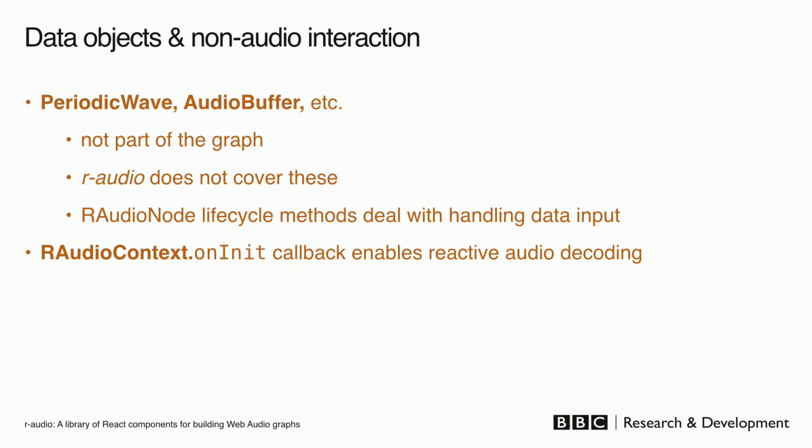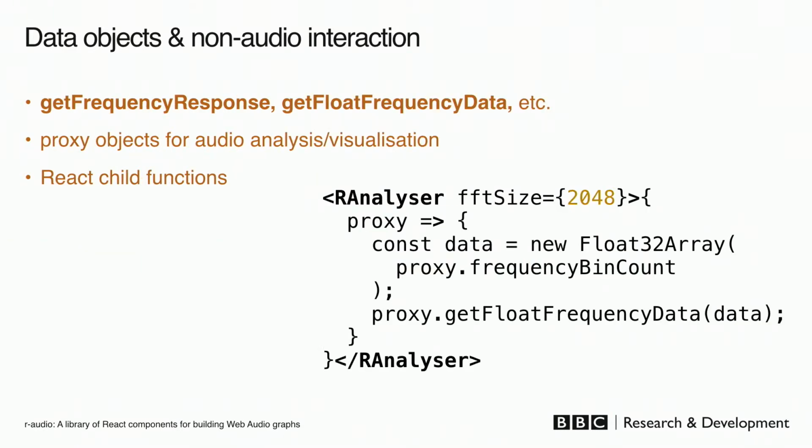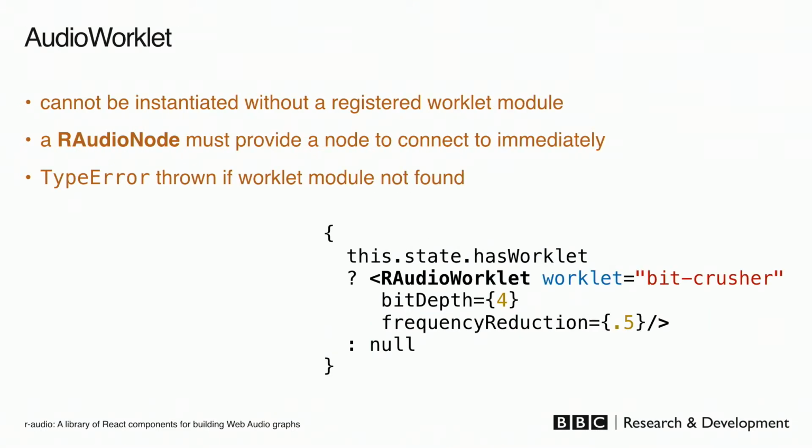So what we do is we have a callback for the audio context component that gives you the internal audio context object, and then you can create your periodic waves or your buffers from that. To get data out of the graph, for analyzer and biquad filter, you can basically pass a function. When that analyzer gets initialized, the function will be called with a proxy object that has all the methods you need to call whenever you want. Audio worklet is very similar to everything else, except you have to pass the worklet name to the component.